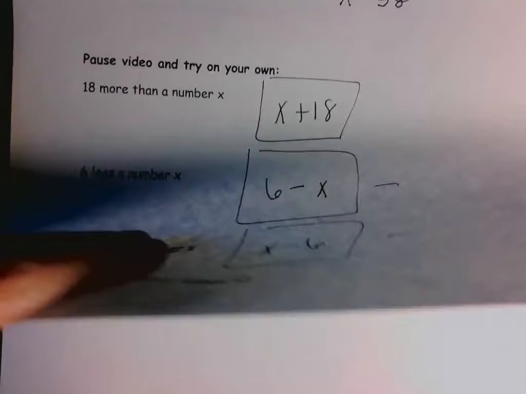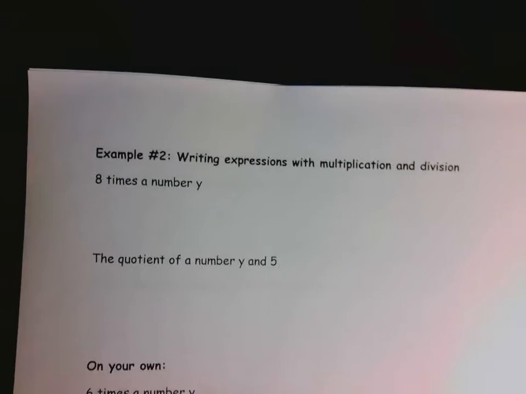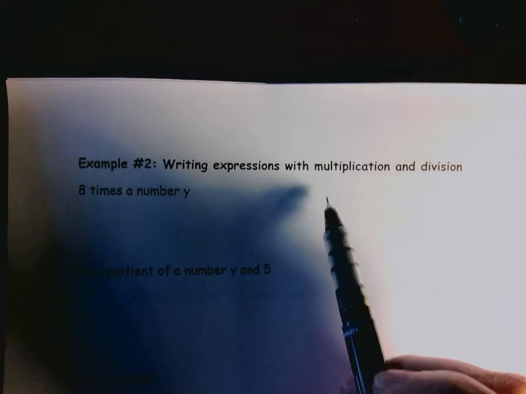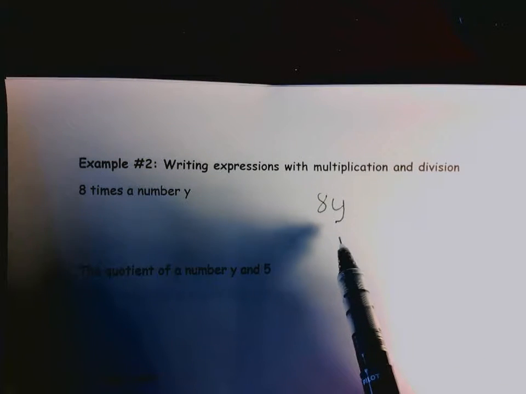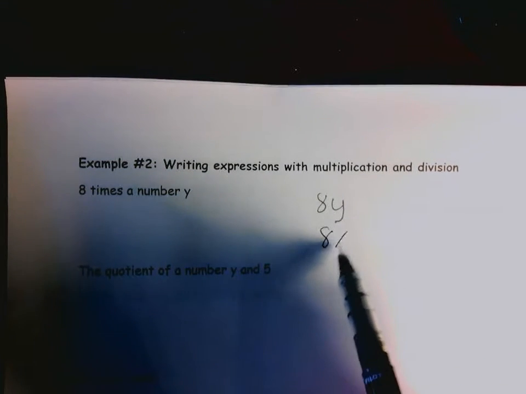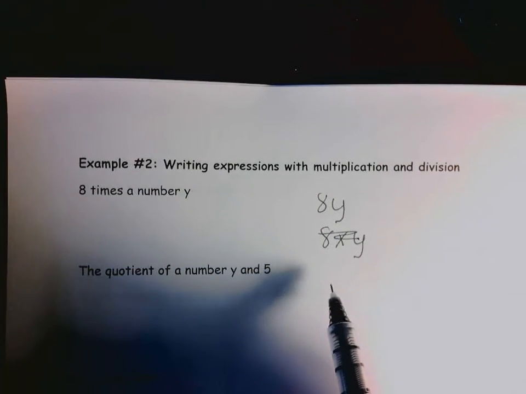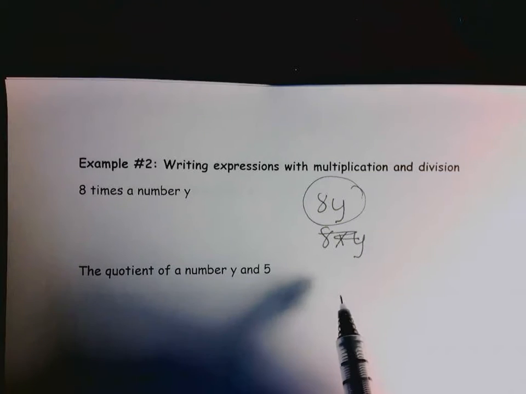Okay, let's go to example number 2 now. 8 times a number y is just going to be 8y. Whatever you do, you cannot do this. You cannot use x as a multiplication sign anymore. X represents a variable. So this is wrong. You can't do this. Here's your answer. The only time you can use x to communicate multiplication is in scientific notation. Outside of scientific notation, you cannot use x anymore to represent multiplication.